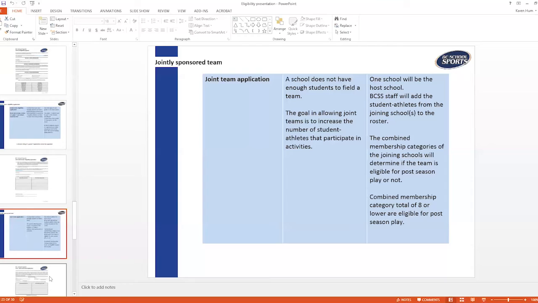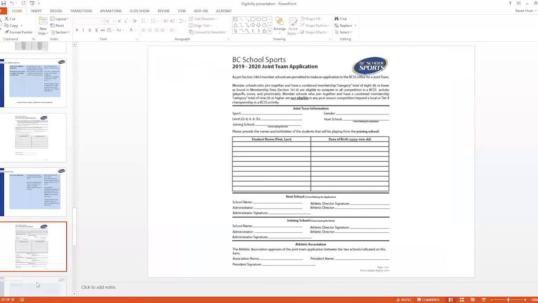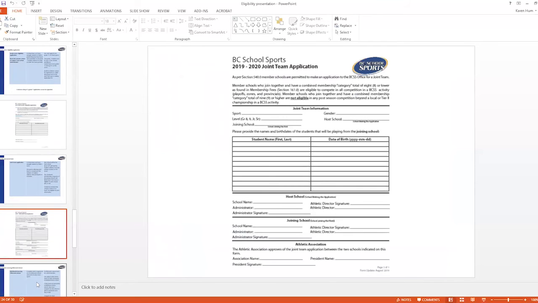So if there's just 2 schools that want to get a program up and running, like for instance, a couple of years ago I had 2 larger schools that hadn't had a rugby program in a while. They came together, had a jointly sponsored team, just played in league play for participation to get interest back in the sport, but couldn't do postseason play. So that's sort of the basis of that application. So that's what that application looks like.